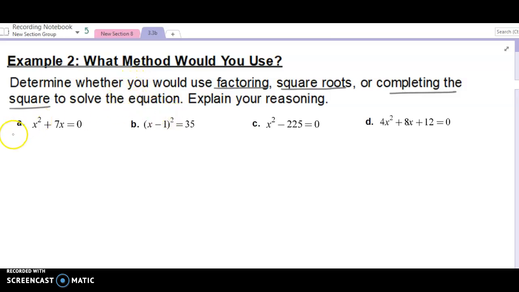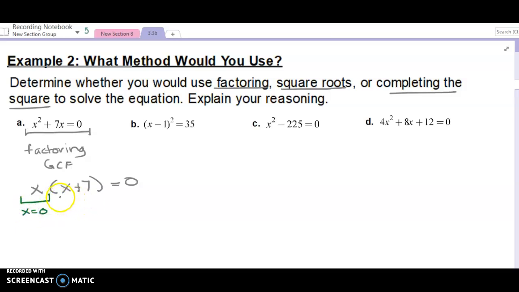If we look at this one, it would be factoring, because all we have is just our GCF. So if we pull an x out, I get x plus 7 on the inside. That's going to equal 0. That would mean, when is this equal to 0?